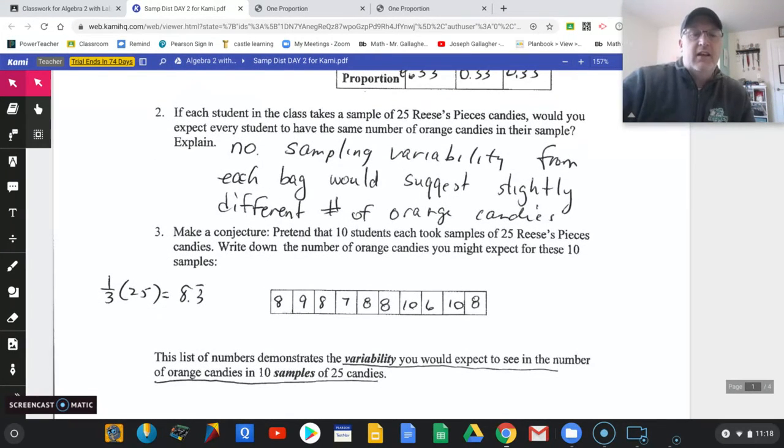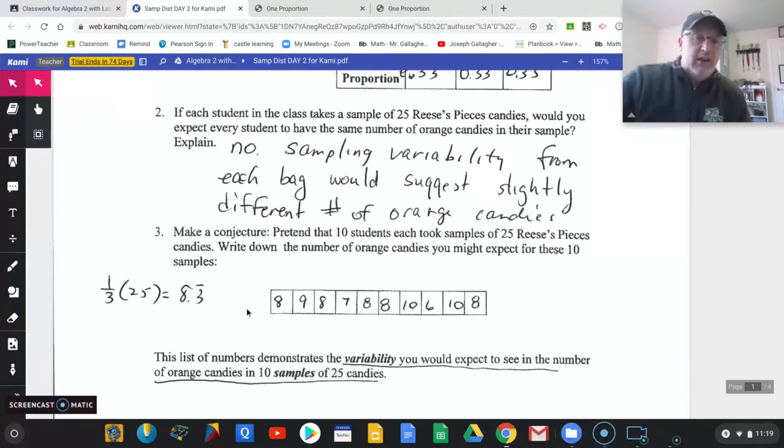So let's pretend that 10 different students did this, and I had you write down a guess. How many Reese's Pieces do you think are orange? So there were 10 boxes in your notes, and you just wanted to write down a number. I just kind of thought, well, 1/3 of 25 is about 8.3 repeating. So I would guess somewhere between 8 and 9 in each bag. So I went 8, 9, 8, 7, 8, 8, 10, 6, 10, 8. And you could pick any numbers you want. You could put 1, 2, you could put 24, 25, depending on what you thought would happen.